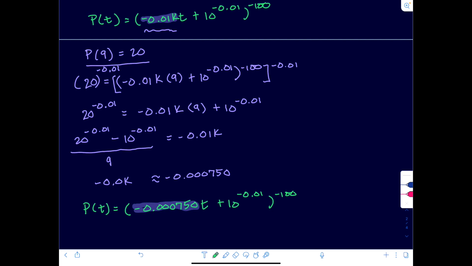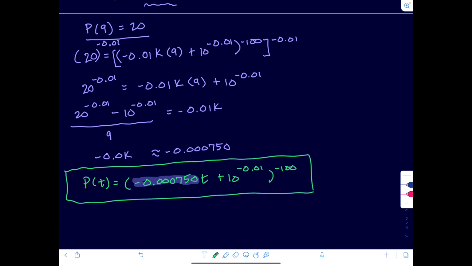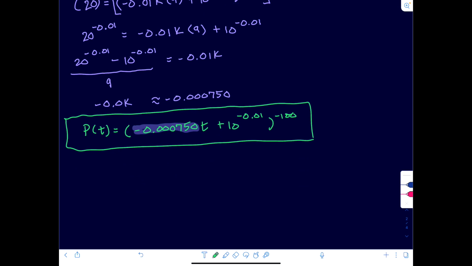Cool? All right, so that is our model, and this finishes up the first part of the problem. So I'll go ahead and box this result, and then we'll go on to part B.